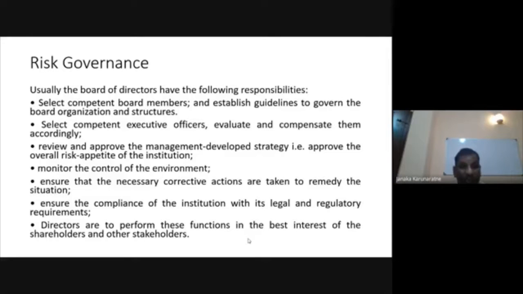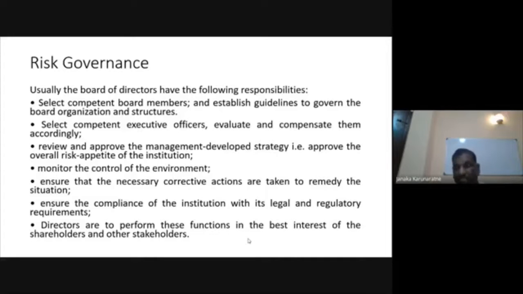Next is monitoring and the control environment. So it's very important to have the internal control framework of the bank and also monitor it. Ensure that the necessary corrective actions are taken to remedy the situation. Not just identifying the actions: if you feel there are certain improvements or corrections to be made, immediately take those actions. Ensure the compliance of the institution with its legal and regulatory requirements.